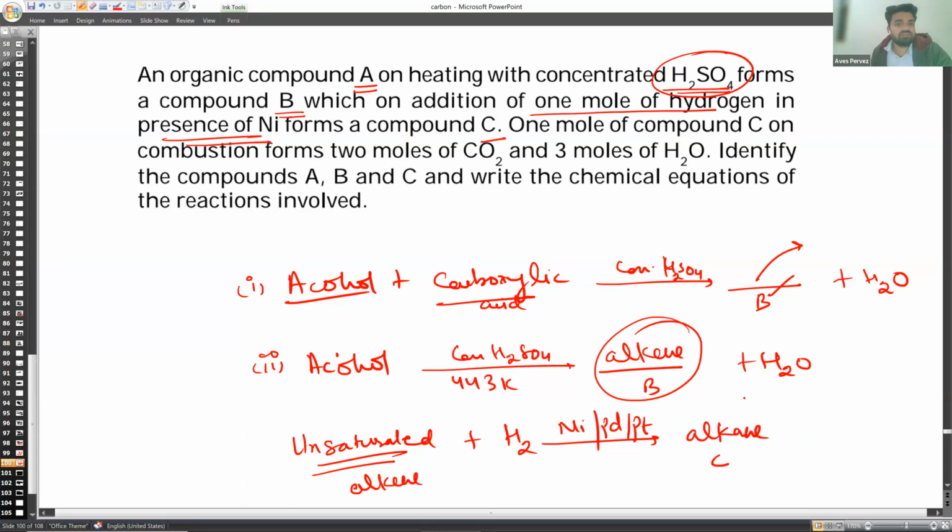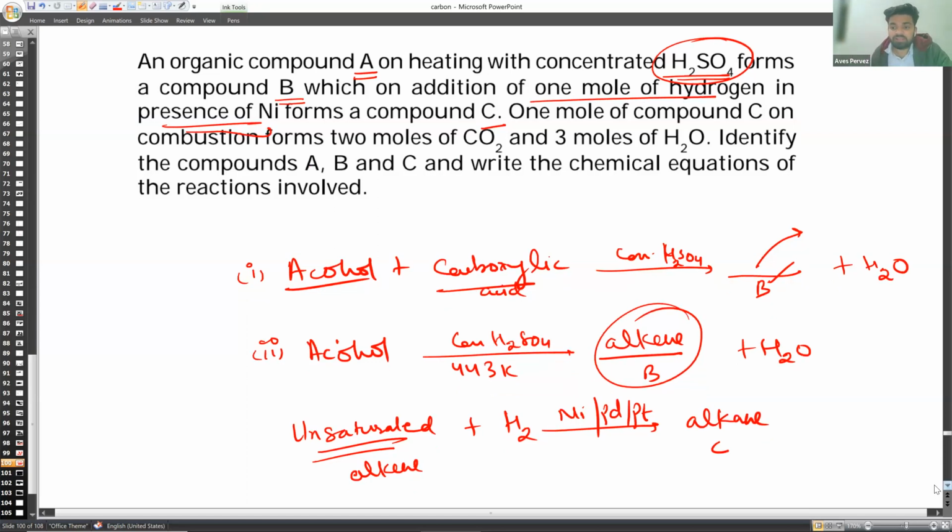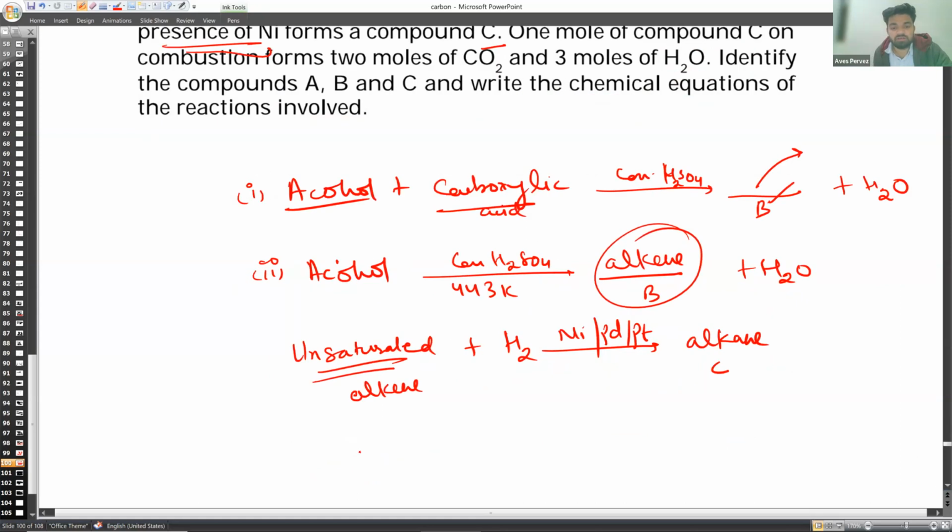This is alkane. Still, we don't know how many carbons it has. Now, 1 mole of C on combustion forms 2 moles of CO2 and 3 moles of water. So when you burn C in the presence of oxygen, it will give you 2 moles of carbon dioxide, CO2, and 3 moles of water, H2O.